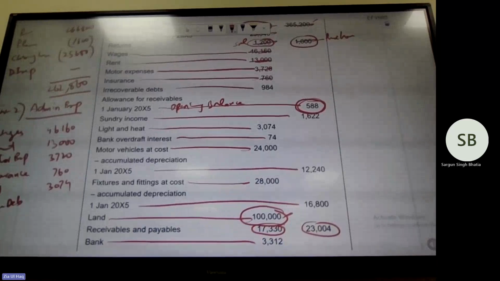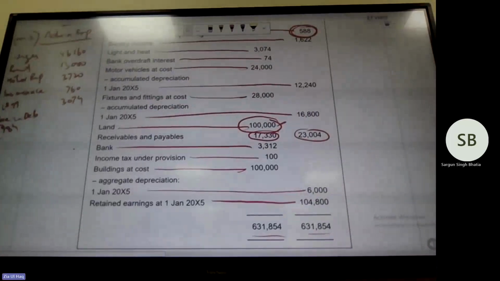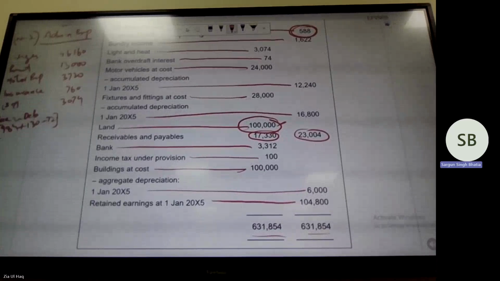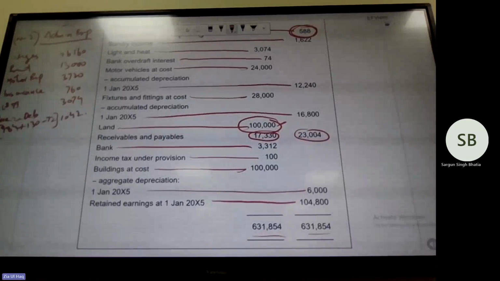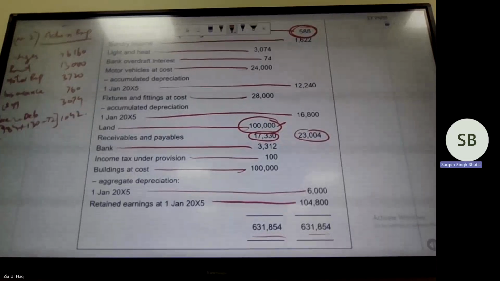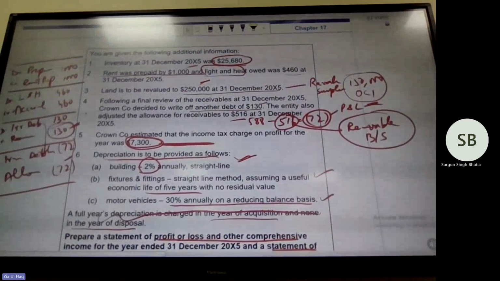We need to calculate irrecoverable debt. What's the figure here? 984. And we have adjustments. With 130, we need to add to irrecoverable debt, and with the 72, we need to subtract. So plus 130 and minus 72. What is the figure? Can you calculate this? 1042. And then we have some prepaid expenses and accrued expenses as well.